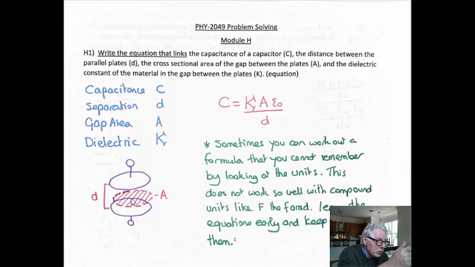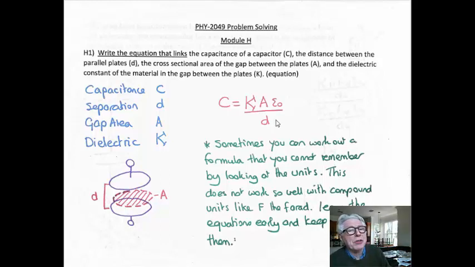So I'm looking at those symbols and I'm going jog, jog, jog. Oh yeah, I remember. Capacitance is equal to the dielectric constant, times the area of the cross-section of the gap, times epsilon naught, this constant not even mentioned in the question. You've got to know it's there, divided by d. And you've got to know that equation.